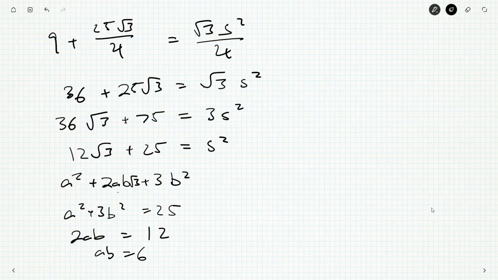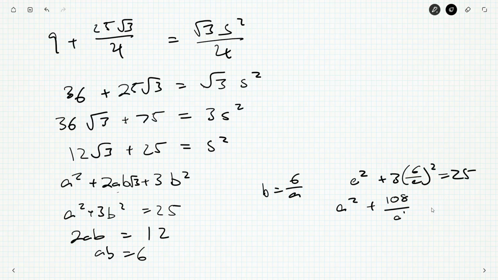So I guess we'll have a quadratic. So b would have to be 6 over a, and so that would be a squared plus 3, 6 over a squared is 25. So we'll get a squared plus 108 over a squared is 25. So we get a to the 4 minus 25 a squared plus 108 is equal to 0.